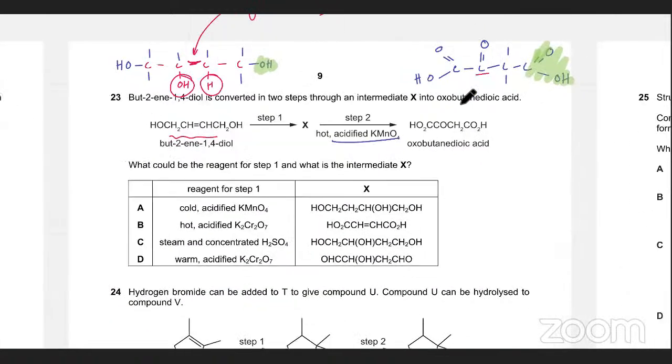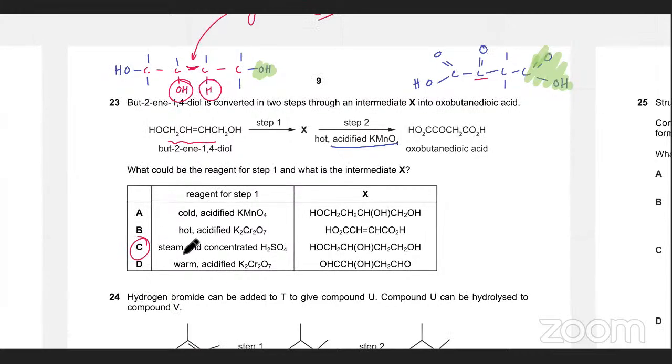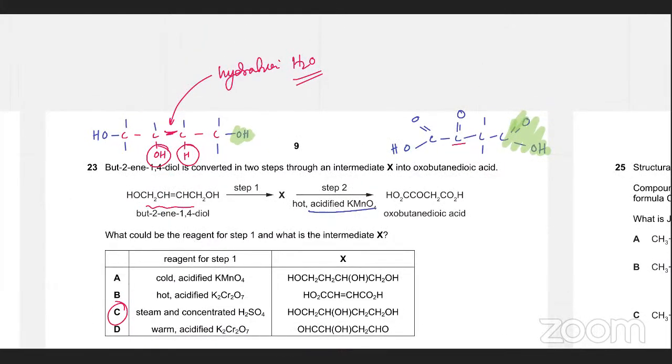So all you need over here is steam. The conditions for hydration are 60 atmospheres pressure, 300 degrees centigrade temperature, and you need an acid catalyst. Usually it's phosphoric acid, but you can use any acid, like in this case, he's using concentrated H2SO4. So those are the conditions for hydration. And this molecule would be formed, which is option C.